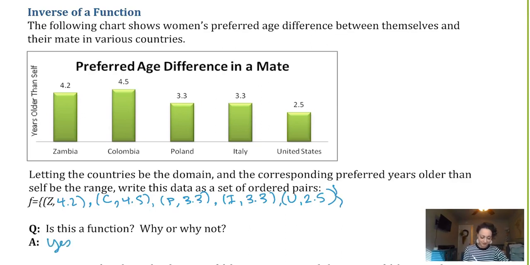Yes, and why? Because none of the x's repeat, right? In other words, it would pass the vertical line test because no x's repeat. So for each input, you have one and only one output, right? For Poland, you've only got 3.3, not Poland is 3.3 and another number, right?